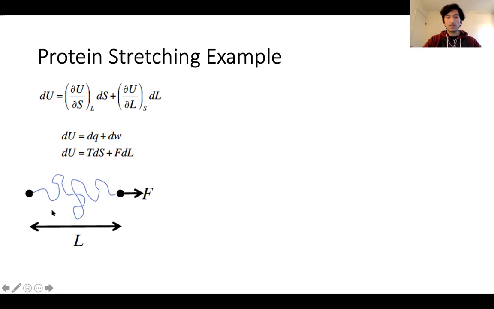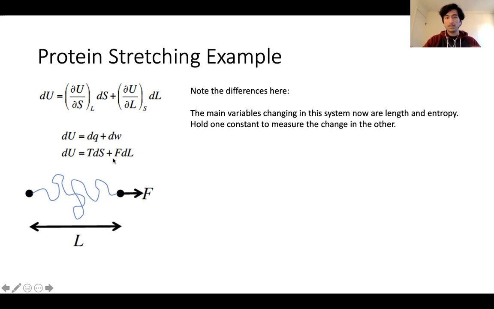This is just a diagram that explains, once again, what we're doing. If we have some protein like this, we're trying to increase its length, and as we do so, we're encountering some type of force. So again, the main difference here is that you have the F dL, and that's why you take the partial derivative with respect to length.